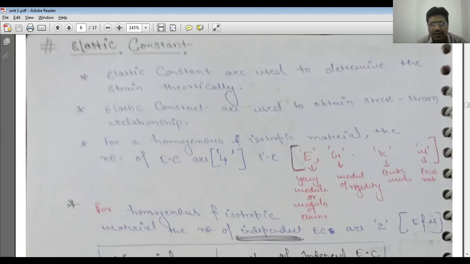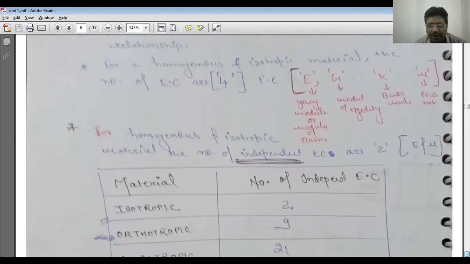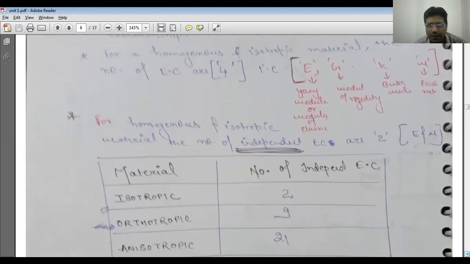For a homogeneous and isotropic material, the number of elastic constants is four: E, G, K, and mu. E is Young's modulus, G is the modulus of rigidity, K is the bulk modulus, and mu is Poisson's ratio between these. So for a homogeneous and isotropic material, the number of independent elastic constants is two, E and mu. In case of isotropic material, the number of independent elastic constants is two.